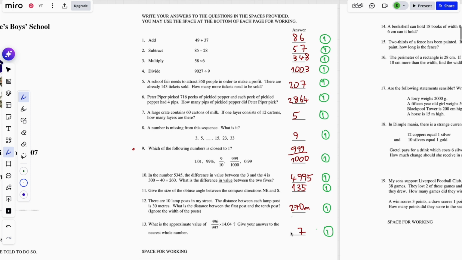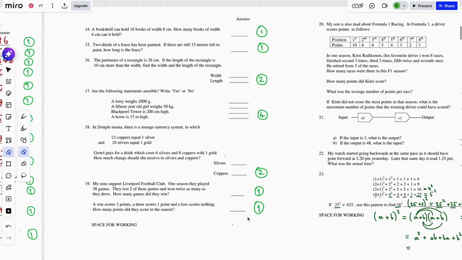I will just mention that in some versions of this paper that you will find online, there are typos in questions like question 3 and question 13, where instead of the multiplication sign, you will see something like an apostrophe. Just so you know, I've corrected that in the image that I have. Now 14 should be 24, 15 should be 45 meters.